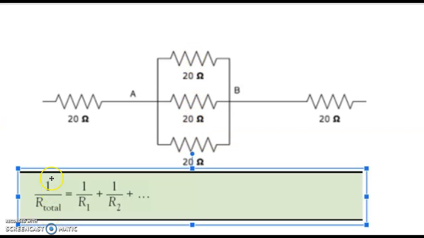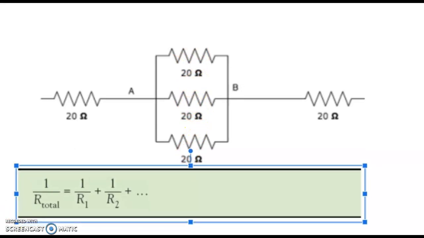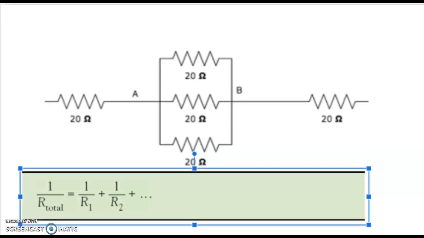The relationship is 1 over the total resistance equals 1 over 20 plus 1 over 20 plus 1 over 20. Hopefully you can see that 3 times 1 over 20 is 0.15. So that means that 1 over the total resistance equals 0.15. So if you do 1 over 0.15, you'll get approximately 6.7 rounding up, which is the total resistance, 6.7.